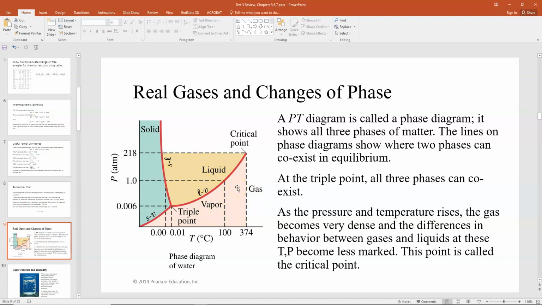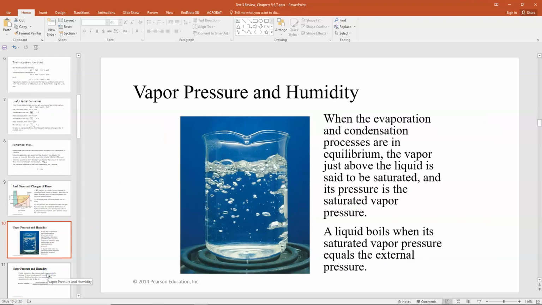Now, at the triple point, which is where those three lines intersect, all three phases can coexist. So you can have boiling ice water, which would be pretty cool. As the pressure and temperature rise, the gas becomes dense, and the differences between the gases and liquids at these temperatures and pressures are less marked. The point where you really can't tell the difference anymore is called the critical point, and that's shown here at the top right of this diagram. We discussed the fact that when evaporation and condensation processes are in equilibrium, the vapor just above the liquid is saturated, and the pressure at that point is the saturated vapor pressure.